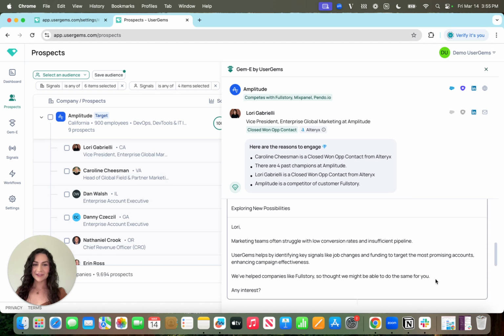Now past that, you'll see another company-level signal that GemE is pulling into the messaging, that being the customer competitor signal. And we've found that if you name drop a competitor in your outbound marketing or in your outbound motion, they're 2.5 times more likely to book a meeting with you.